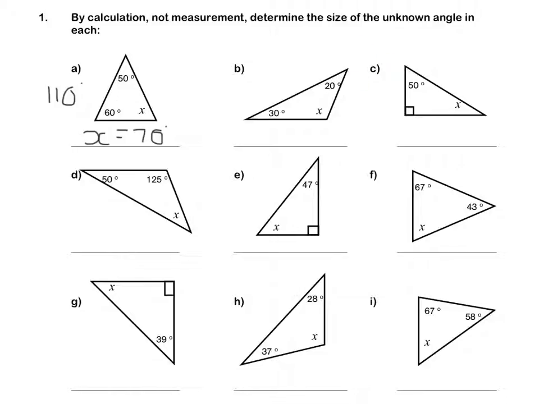For C, we have 50 degrees and a right angle, which is 90 degrees. Therefore, these two add up to 140 degrees. Therefore, x is equal to 40 degrees, because 140 degrees plus 40 degrees gives us a total of 180 degrees for the triangle. Pause this video to complete question 1.